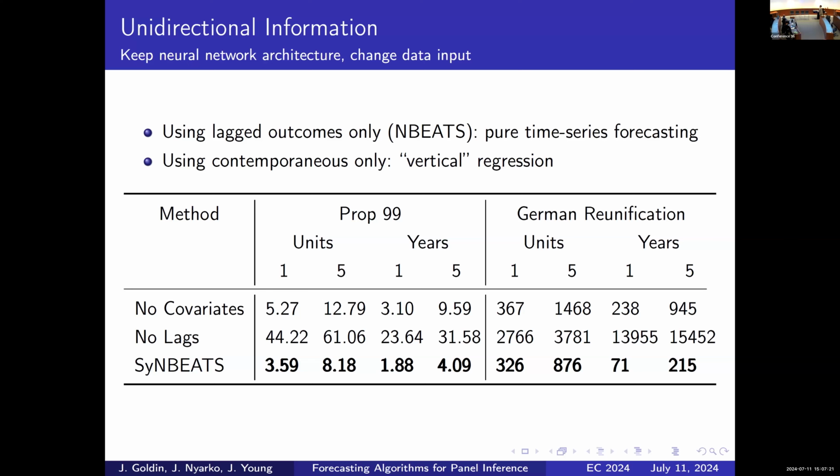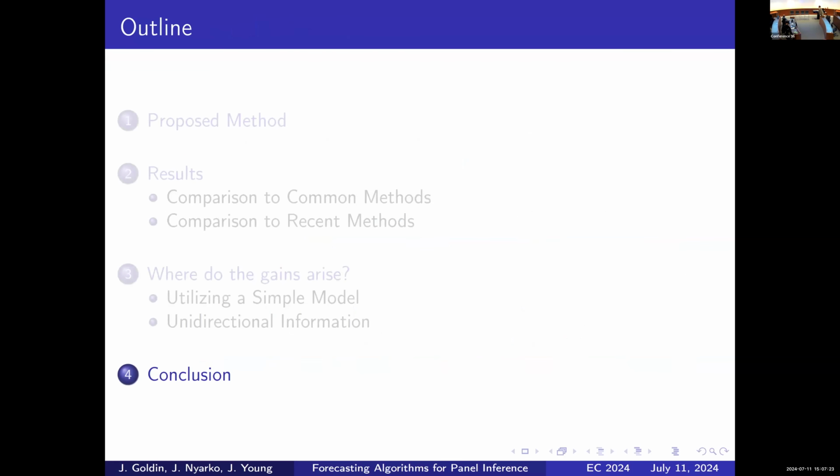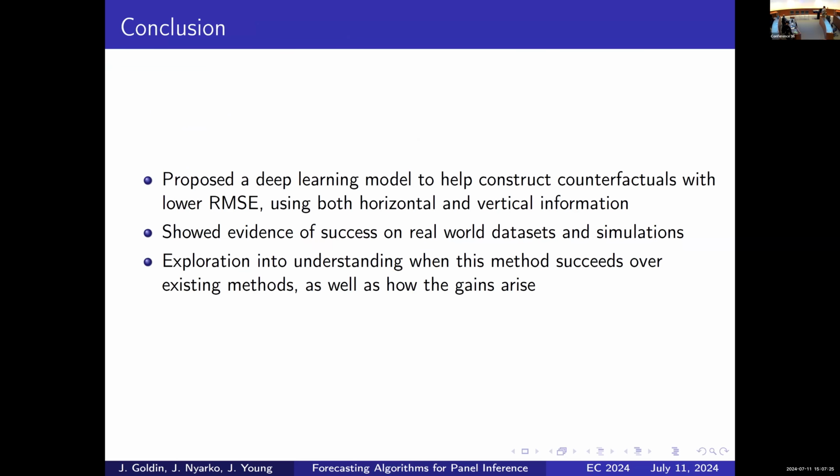So to conclude, we've proposed the deep learning model to help construct counterfactuals with lower mean squared error. And we showed that using information in both directions matters. Showed evidence of success on real world data sets and simulations. I did not show the simulations, but happy to in the appendix. And we've done some exploration into understanding when this method succeeds, as well as where the gains arise from.